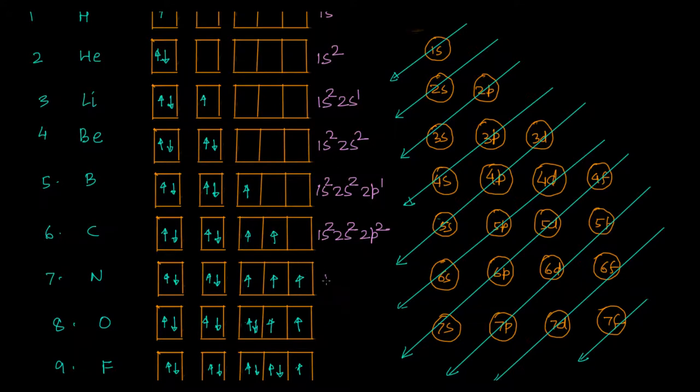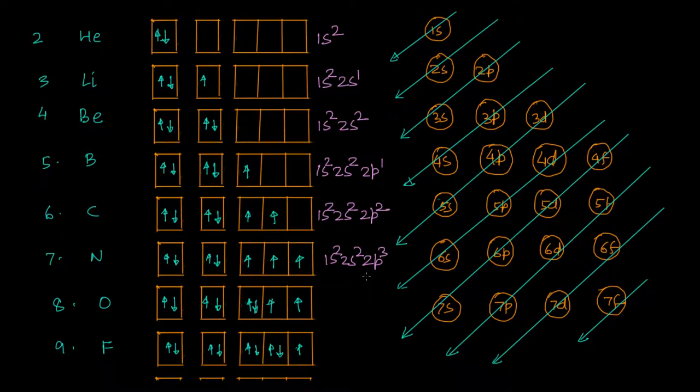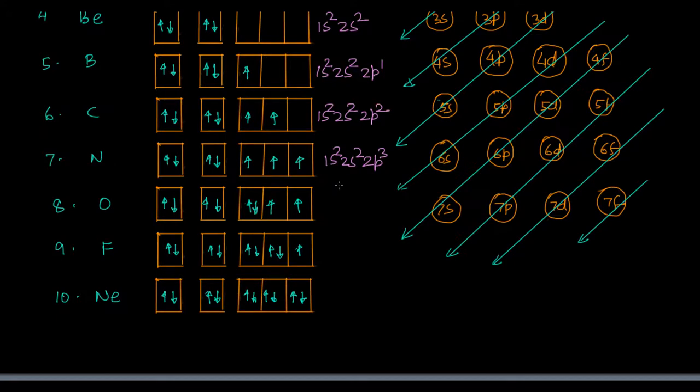Next, 1s2, 2s2, 2p3. It appears as an exponent, but don't be afraid, it is not an exponent. So it is 1s2, 2s2, 2p4. Then 1s2, 2s2, 2p5. Then 1s2, 2s2, 2p6.